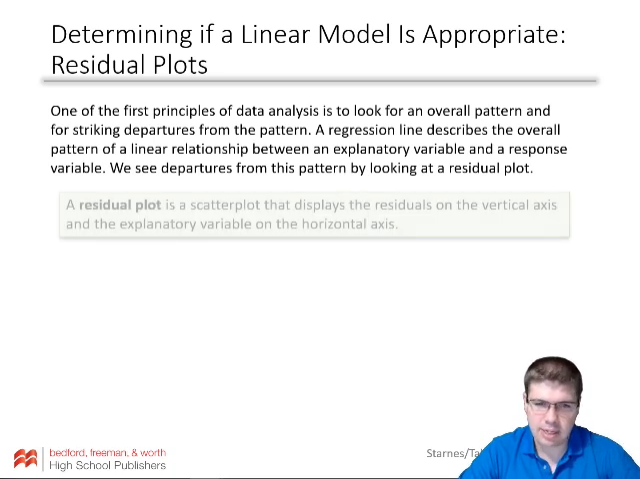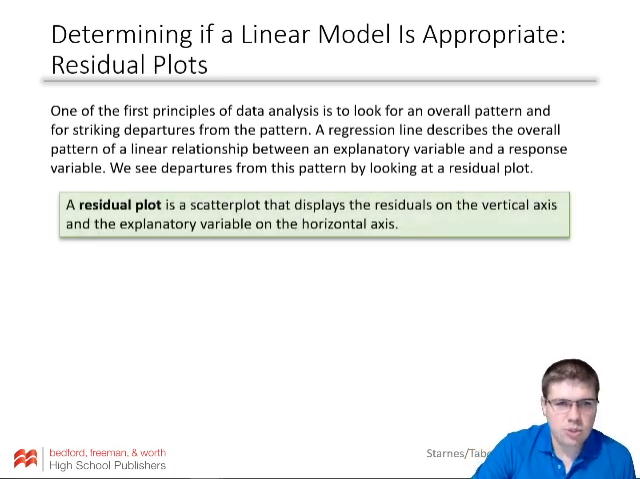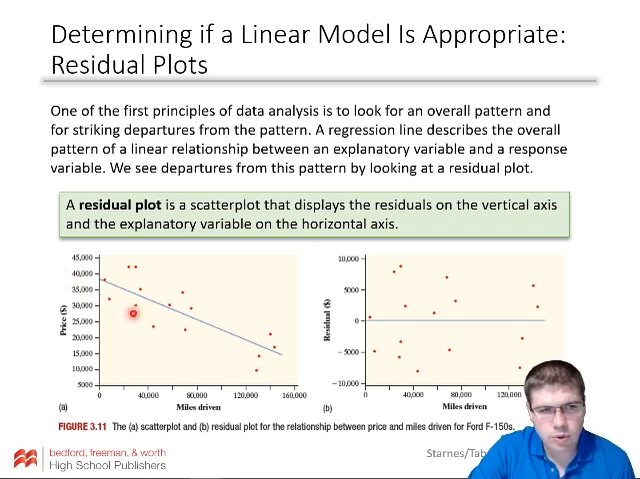And so it's getting to the residuals. A residual plot is a scatter plot that displays the residuals on the vertical axis and the explanatory variable on the horizontal axis. Looking at examples is probably the best way to explain this. Here's my original scatter plot. Here's our least squares regression line, our prediction equation.